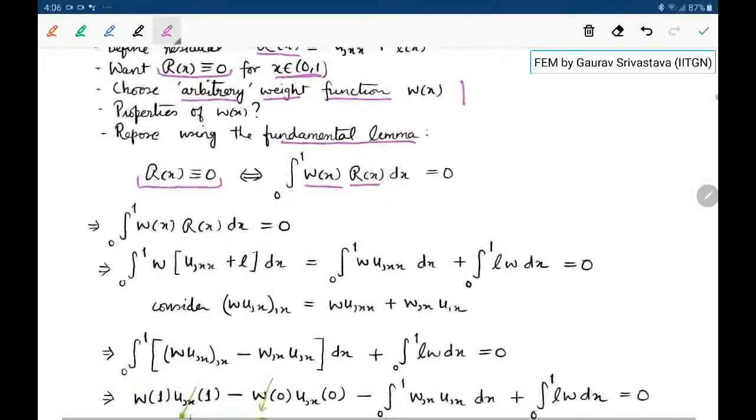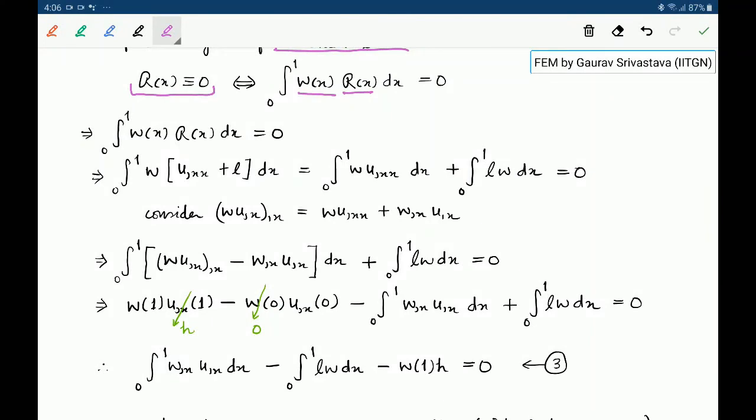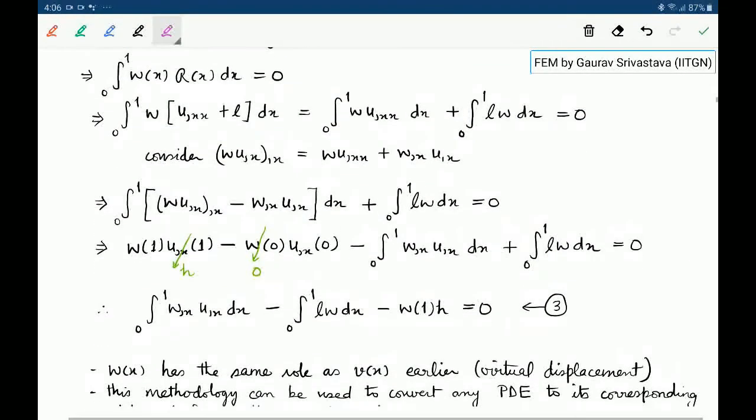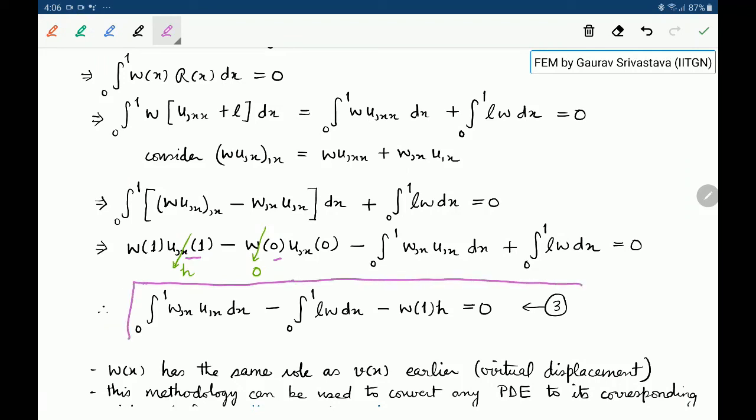And then basically you can expand things and make use of the properties, and eventually you will reach this. So earlier we started from 3 and reached 1. Now we have started from 1 and reached 3. So this proves that the form 1 and the form 3 are identical or equivalent both ways.